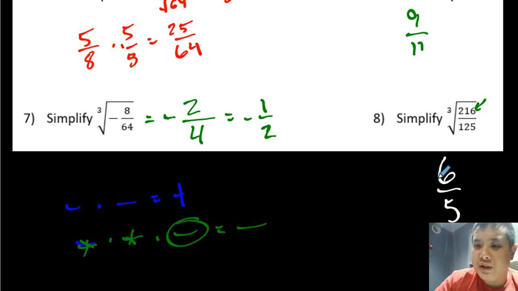What you should have found is that this one is positive 6/5, because the cube root of 216 is 6, and the cube root of 125 is 5.